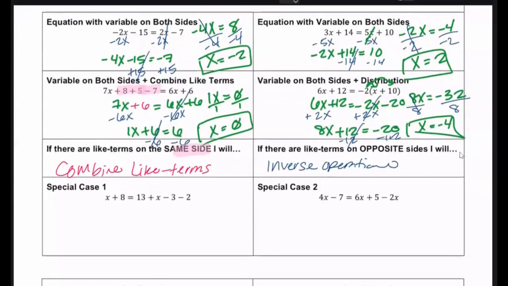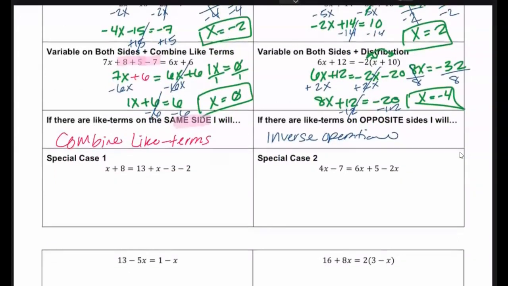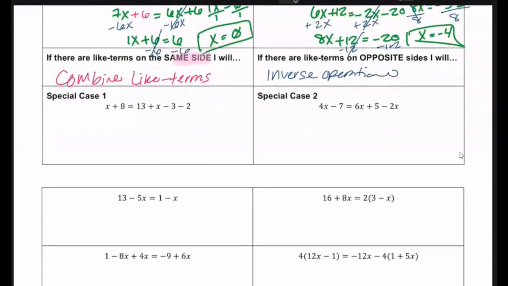Now we have some special cases. We have special case 1 and special case 2. In special case 1, let's see what happens. Let me not spoil it. So there's no distribution, there's no parentheses, but on the right side I can see, hey, I can probably combine things because there's more than 2 terms. So let's see what we can combine.